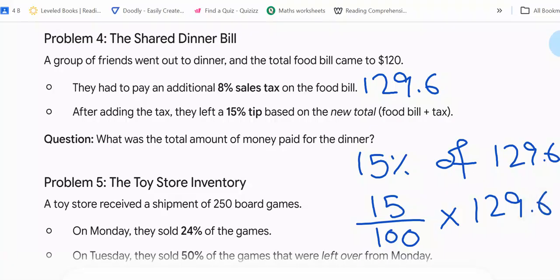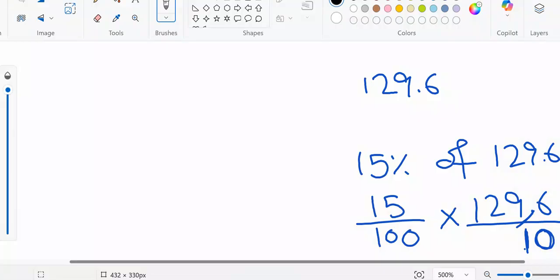129.6. Okay. So can I remove this decimal here, and in place of the decimal I'll put 1, and for the number of digits I will put a 0. It will become 1296 over 10. Okay. Now how to solve it? How to find 15% of this? Let's do it on blank space. Let's multiply 1296 by 15.